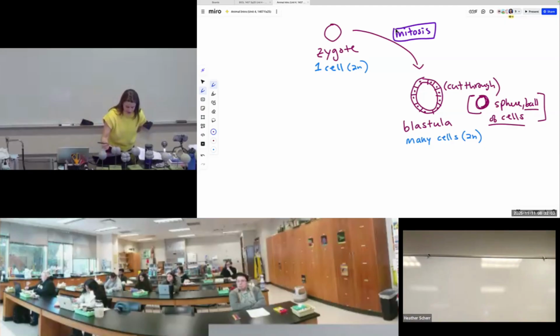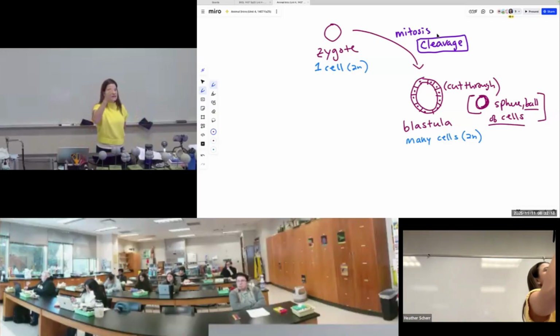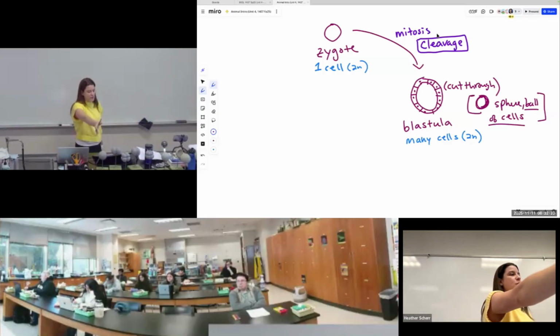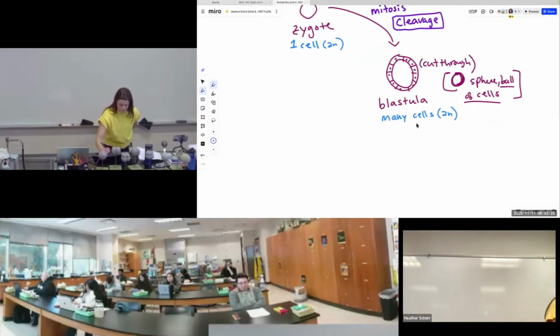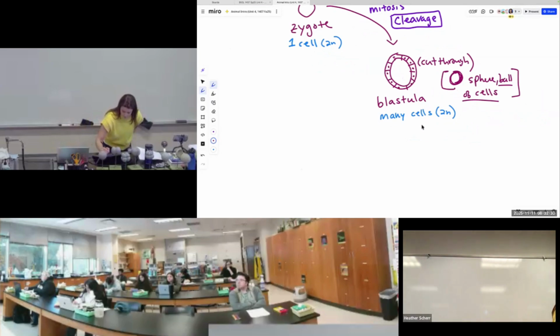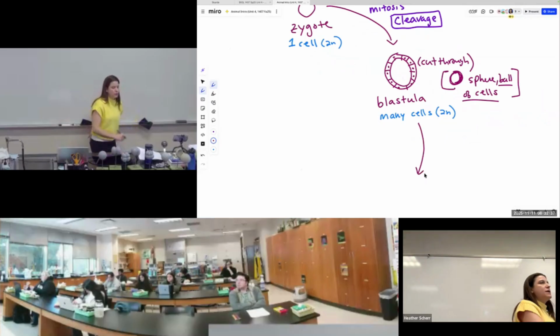But yes, you're right. Mitosis, which we call cleavage here. That's just the special name for it in the case of animal development, but it is mitosis. So we call that the cleavage stage, all those stages where it's dividing from the one up to the ball of cells. Stages where they're called cleavage are dividing stages. Yes, pretty much all that happened.